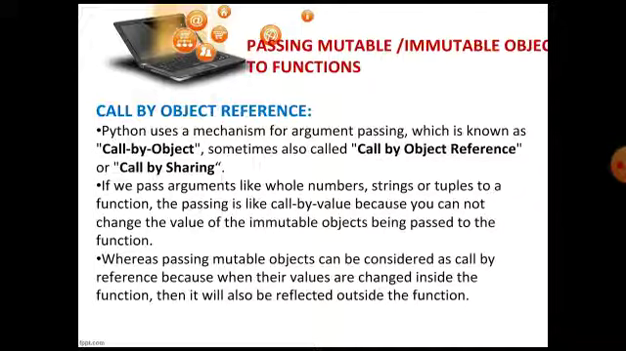So the same mechanism is followed in the case of immutable objects, because immutable objects can't be modified inside the function. Now when we see the example, we'll understand this better.